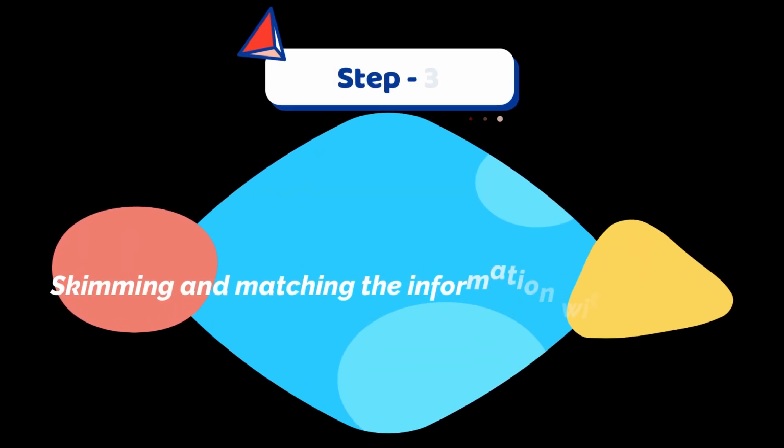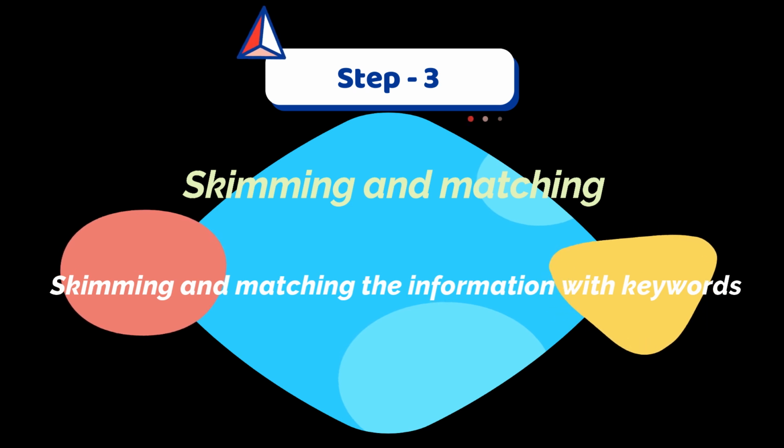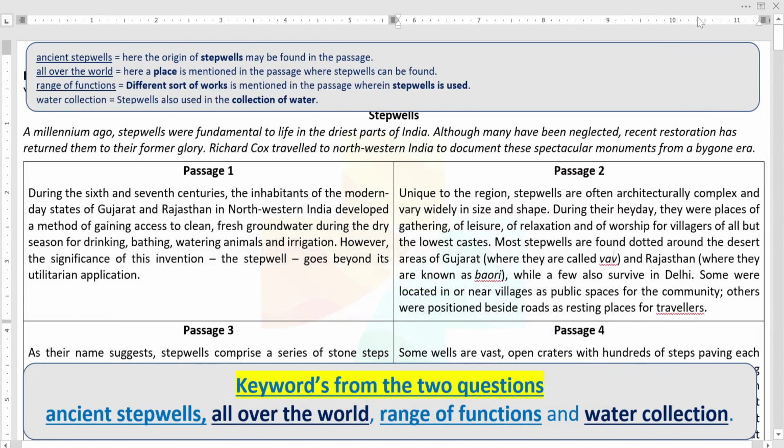Step 3. Skimming and matching the information with keywords in the passage, and mark the same. Let's go to the passage. First, we will pick the keywords from 2 questions, and try to find out the relevant information in the passage, which is matched with the keywords. We have picked 4 keywords from 2 questions. Ancient stepwells, all over the world, range of functions and water collection.